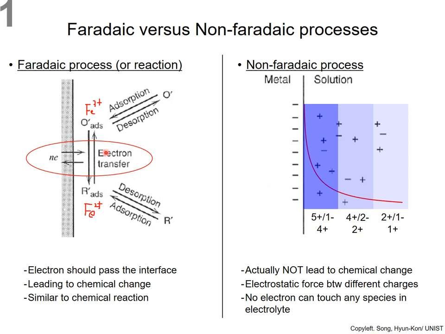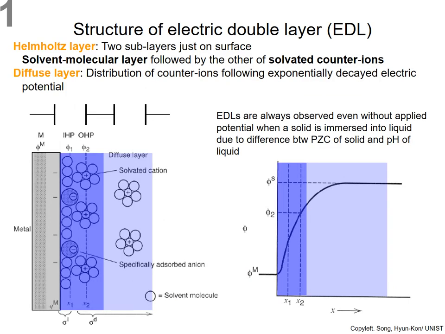Again, in the Faradaic processes, we need to have electron transfer between electrolyte and electrode. However, no electron transfer is found in non-Faradaic processes. The non-Faradaic processes are based on purely electrostatic force. Okay, so let me give you some more detailed explanation about the non-Faradaic process.